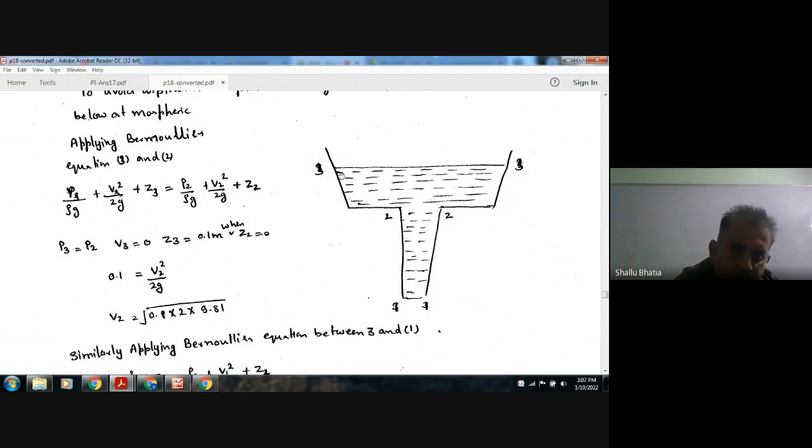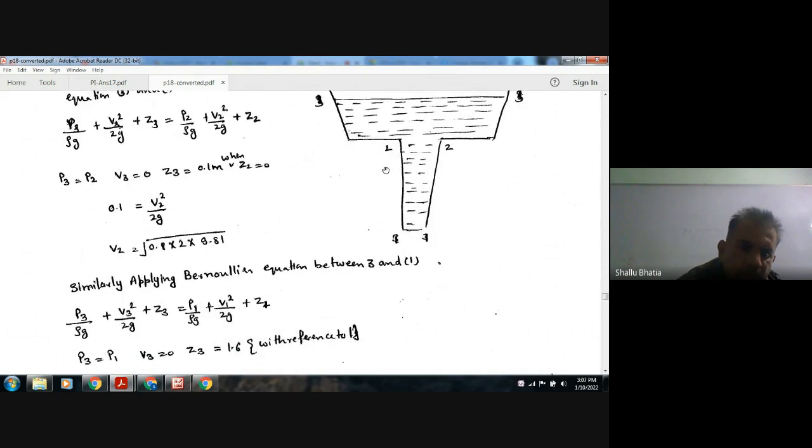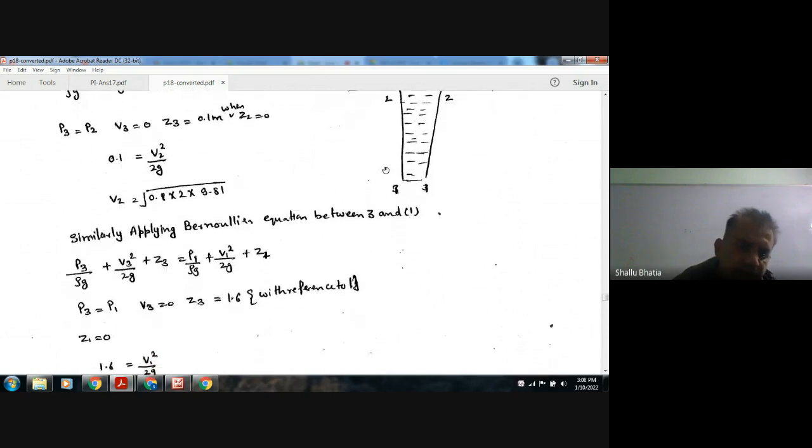Okay, and to avoid separation, the pressure at each and every location should be same. Okay, so P3 should be equal to P2. Okay, and V3 is 0. Okay, and Z is there. Okay, so this is the method to find the velocity because the pressure should be same everywhere to avoid separation. Okay, so either we can apply Bernoulli's equation or we can directly find out this because pressure is same everywhere. Okay, and the velocity at 3 is 0. Okay, so this is V2 and V1 we can find out.